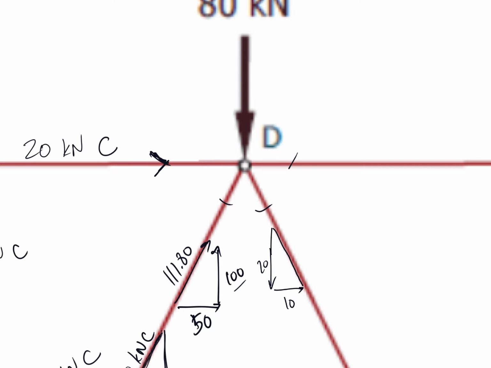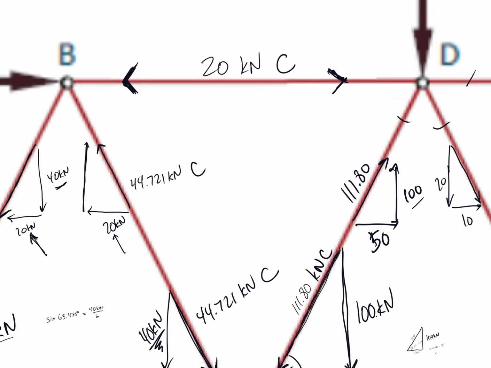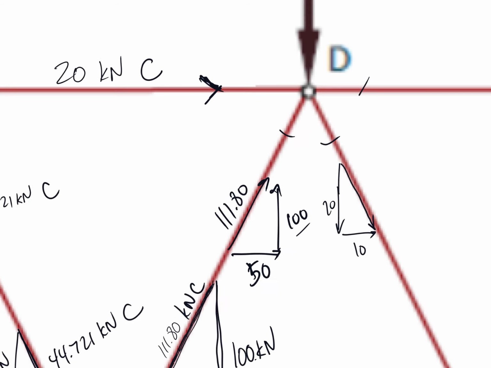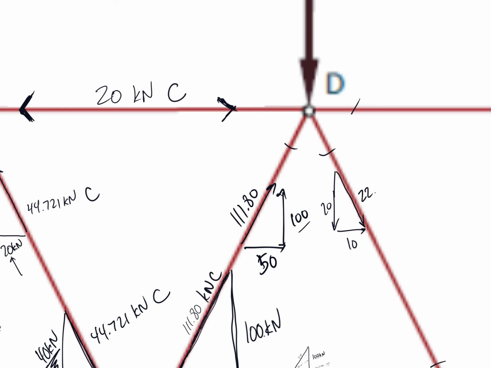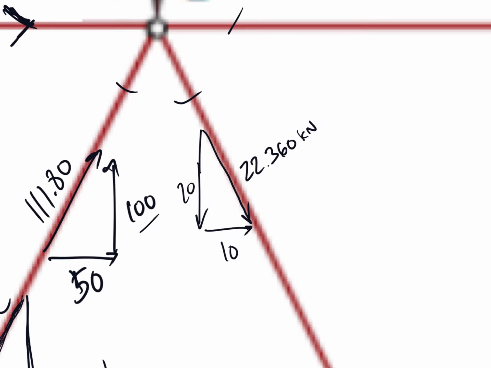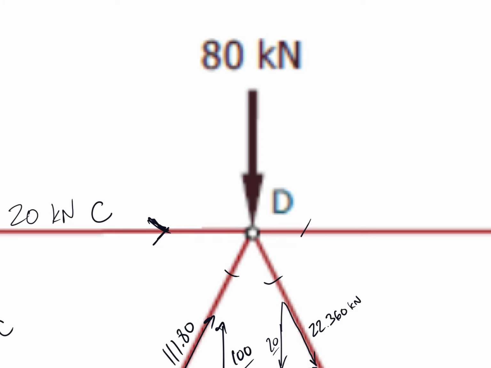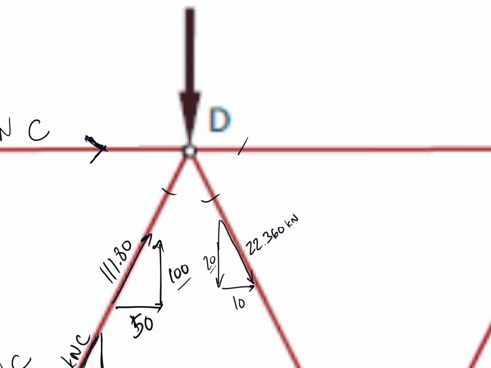And by similar triangles, this whole thing is going to be half of this 40/20, so it can be 44.721 divided by 2, so it's going to be 22.360 kilonewtons. Okay, so there you go. I'm not working that triangle. What's important to see is that we needed this 20 down because we had 100 up, and we had 80 down, so I needed another 20 down.